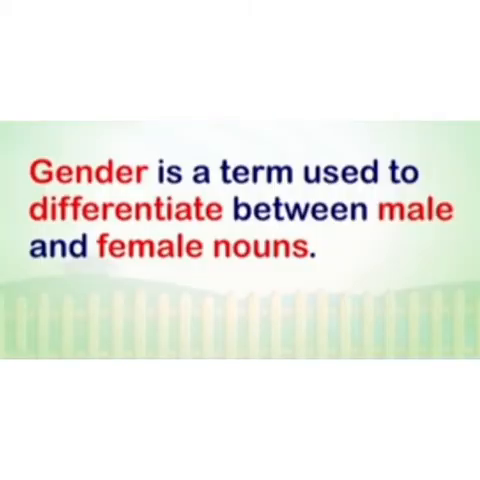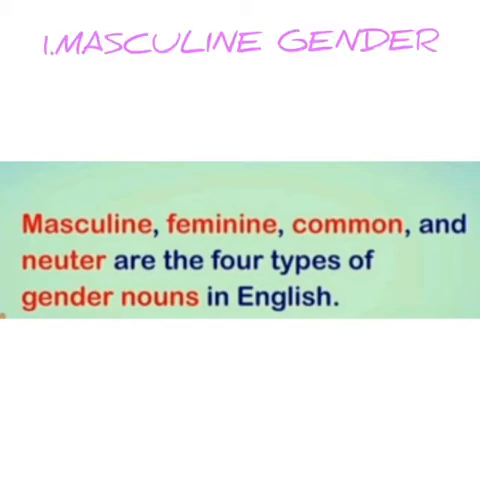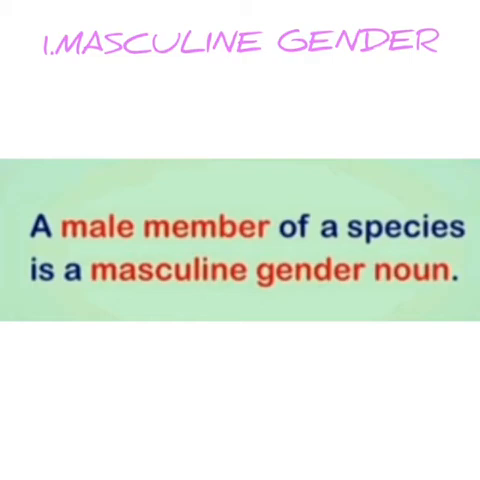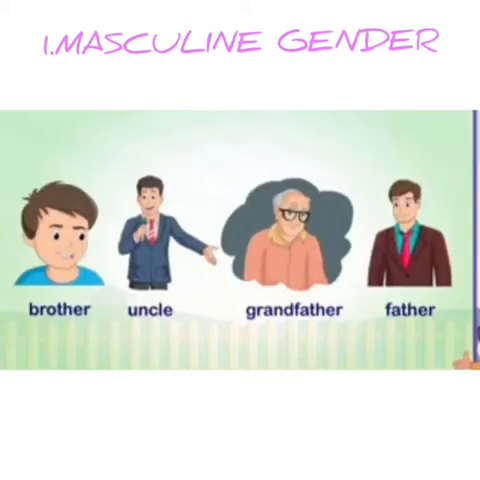Now, gender is a term used to differentiate between male and female nouns. There are 4 types of gender nouns in English. They are masculine, feminine, common, and neuter gender. Now let's start with the first one, that is masculine gender. A male member of a species is called a masculine gender noun. For example, uncle, hero, king, bull, brother, grandfather, father, and so on.